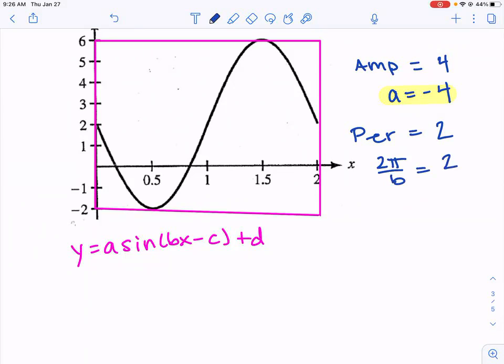Now, some of you can look at that proportion and solve it, no problem. Some of us really like to do all the steps. So when we are solving for b, we need to cross multiply, and then we can divide by 2. You okay? Okay.